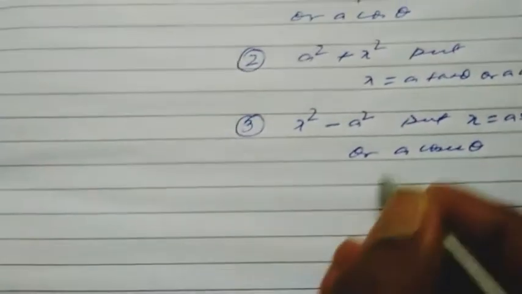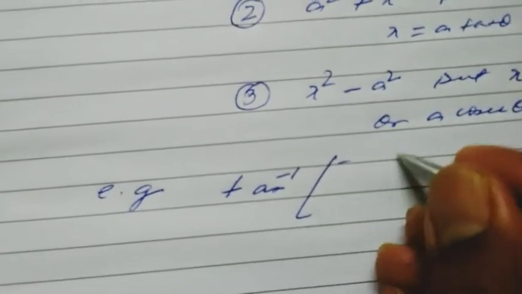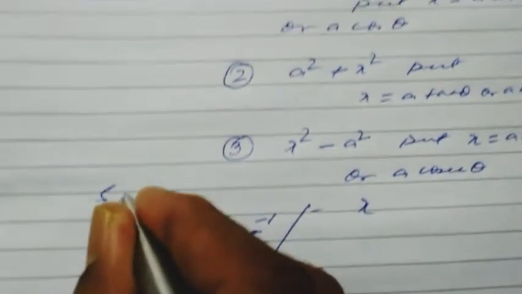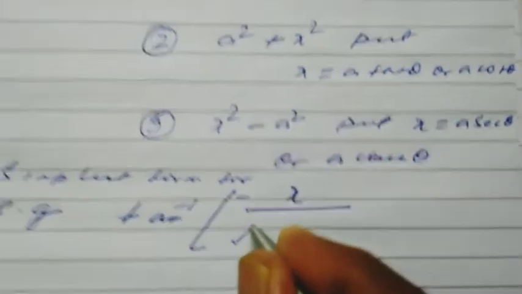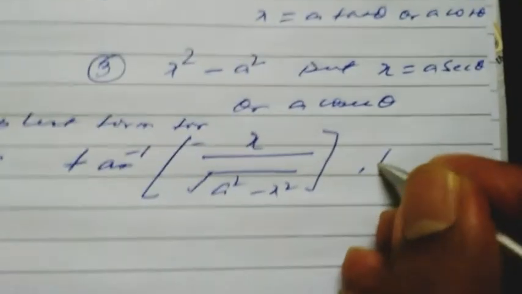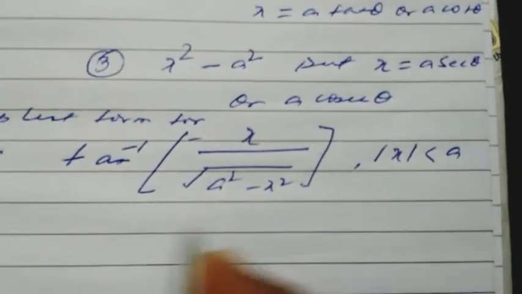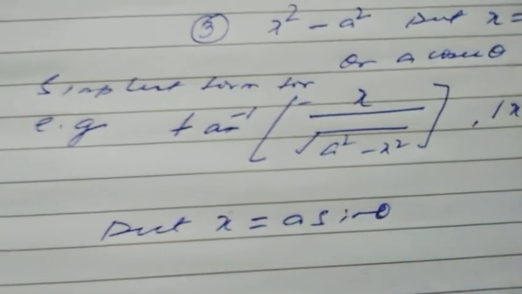Now, how will you use these rules in terms of an example? Here is the example I am putting. Suppose you have to write down the simplest form for tan inverse of x upon root under a square minus x square, where mod of x is less than a. What we'll do first here, we'll put x is equal to a sine theta, as earlier I have mentioned in the rule.